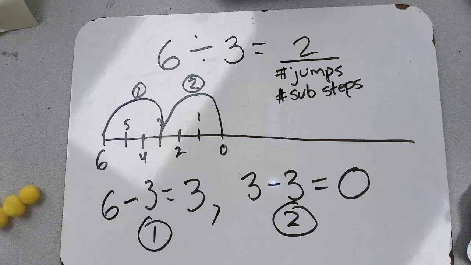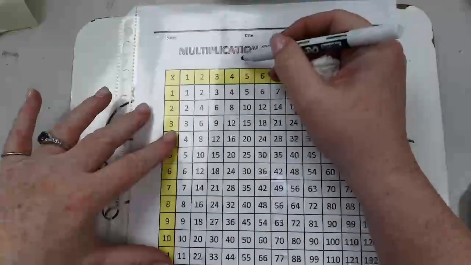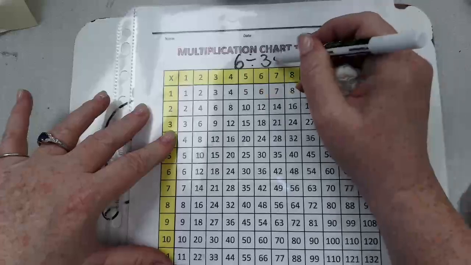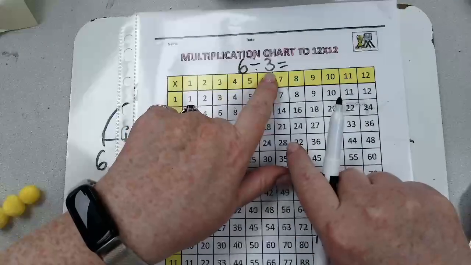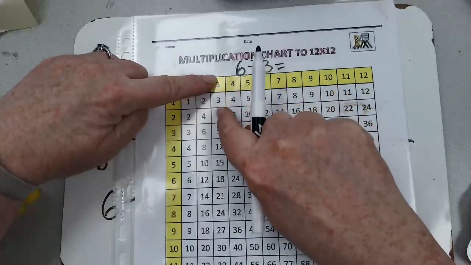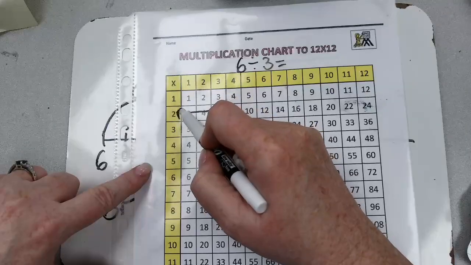Now, we also use a multiplication chart, and we teach them to match their numbers on a multiplication chart. For example, here's my multiplication chart. If I had the question 6 divided by 3, I'm going to find the column for the 3, because this is the number of groups. I look down till I get to 6, and then that is how many in each group.